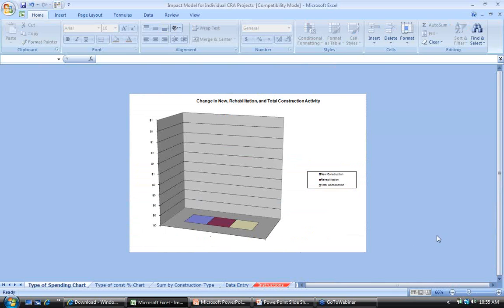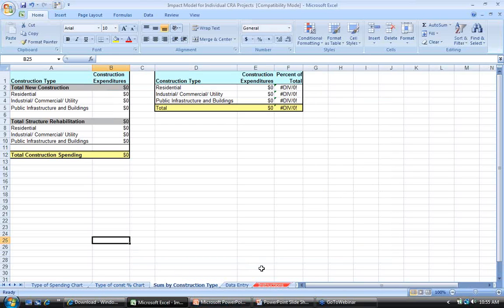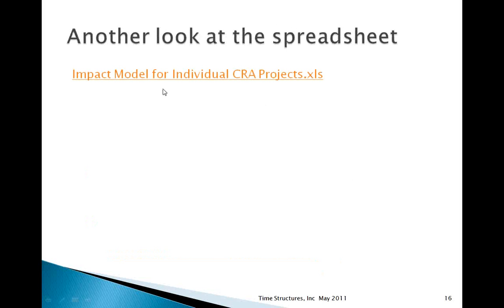So type of spending chart looks pretty flat. When you enter data, obviously it expands. So it says new construction, rehabilitation, construction, and total. Type, doesn't look much like a pie chart, but it is residential, industrial, commercial, utility, and then public infrastructure. And then here are the tables that are generated with the same data in it. We'll later do examples that actually have some data, and you can get a little better look at those portions of the model.